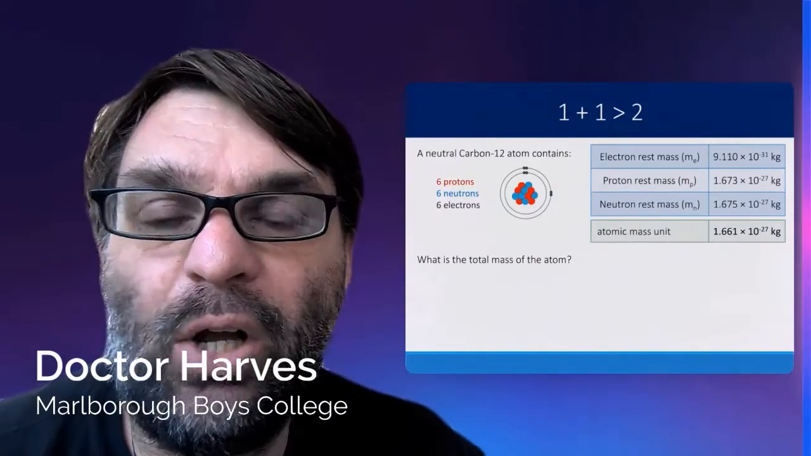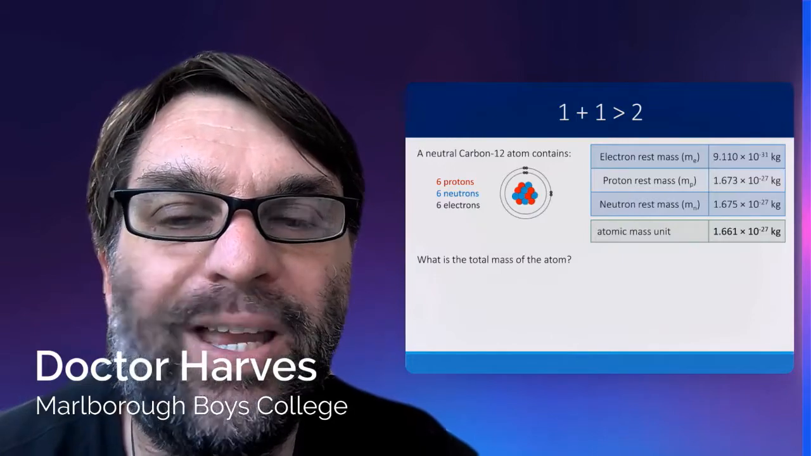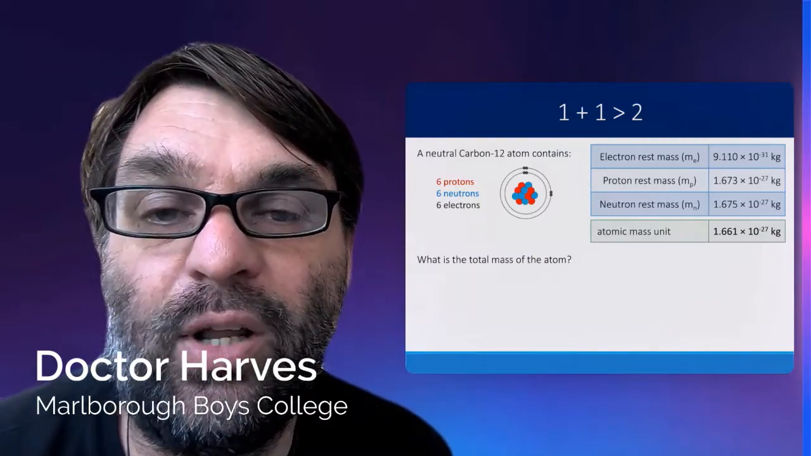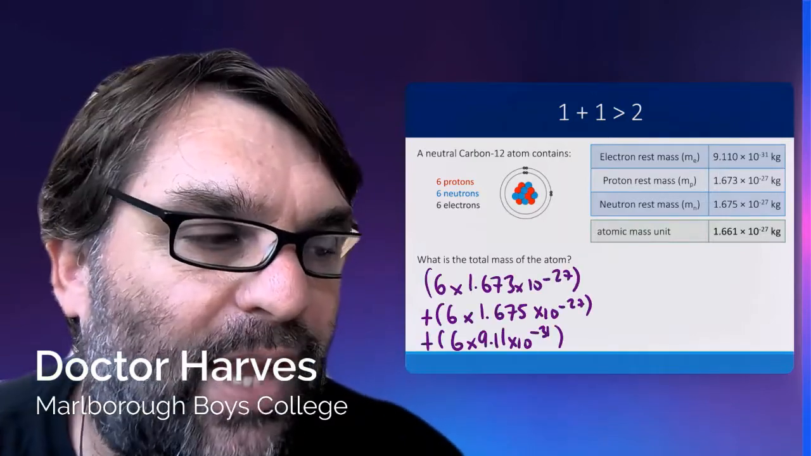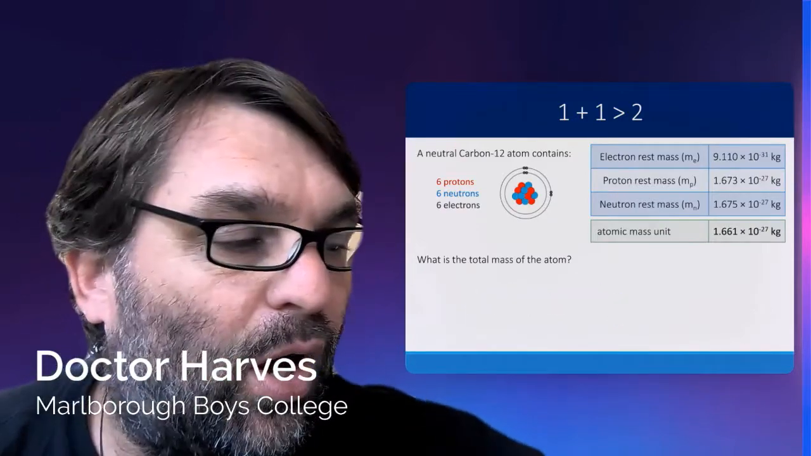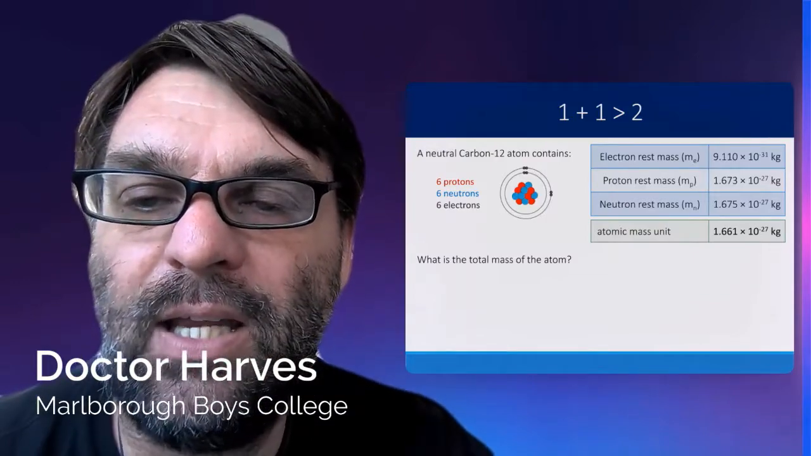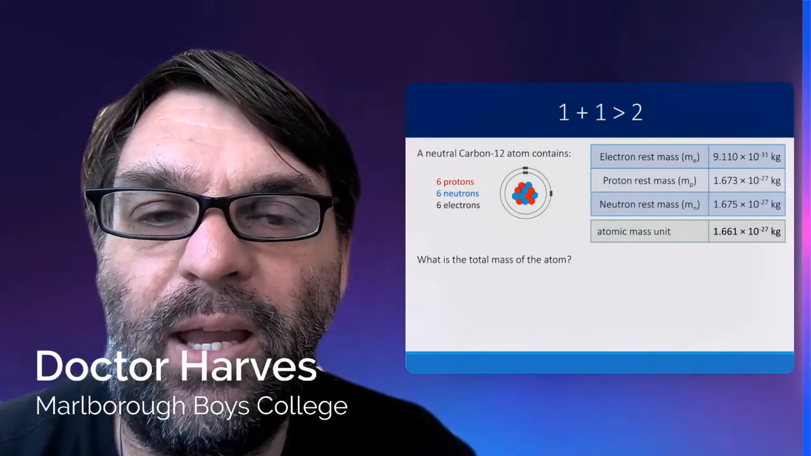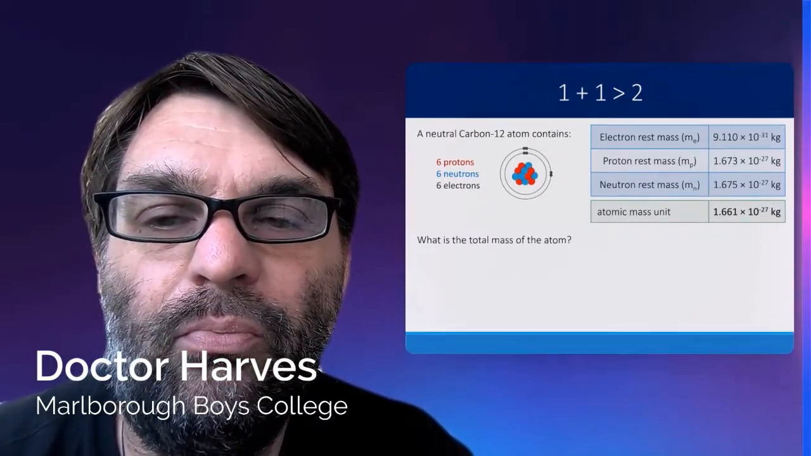So this is the interesting thing, okay, 1 plus 1 actually equals greater than 2 in nuclear physics. If you calculate the sum of all the different nucleons and the electrons, so basically the protons, neutrons, and electrons, you add the masses together, you get a total mass of around 2.009 times 10 to the negative 26 kilograms. Okay, and then you compare that with the calculation that you've used for your atomic mass unit. So that's going to be basically 12 times the atomic mass unit, the protons and the neutrons.